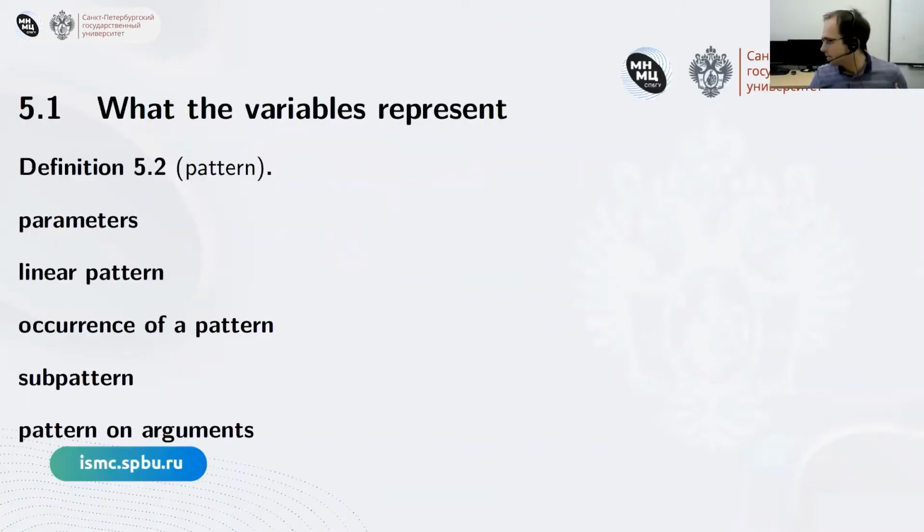Okay, so now, as I said, the variables should represent something more complex than a term, so they should represent a term with a missing parameter, and those terms with missing parameters will be also used somewhere else in the compression that we are going to use. So we also would like to define it.